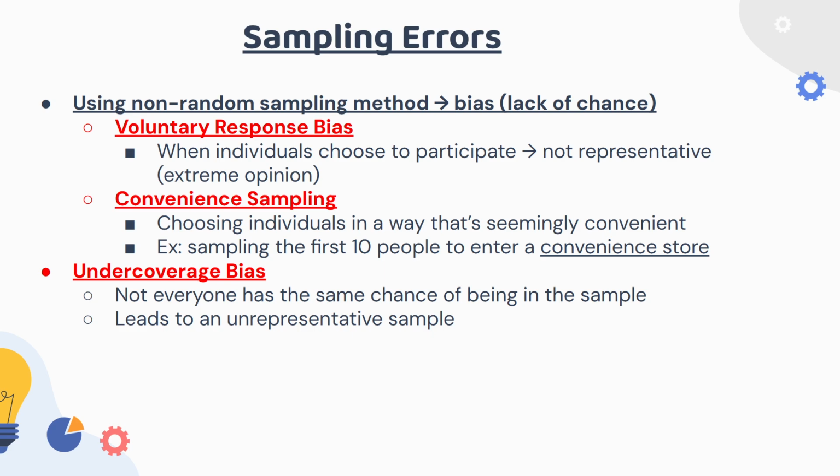And then there's undercoverage bias, which is when not everyone has the same chance of being in the sample. For example, when you sample people with telephones about their voting opinions about some candidates, you don't represent the people who might not have telephones or might not even have their phone numbers listed in a phone book. When that happens, you get a biased sample, so it leads to an unrepresentative sample. So these are potential problems that you could have.